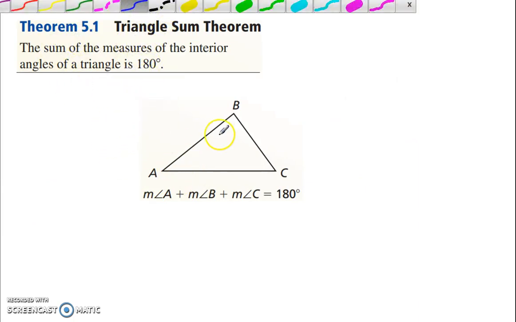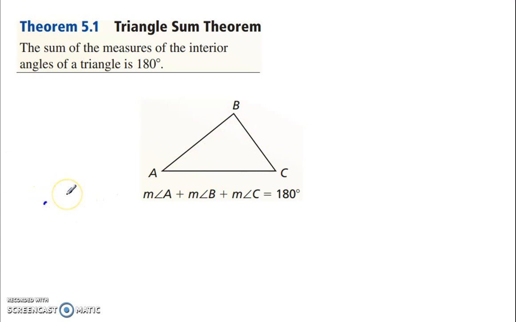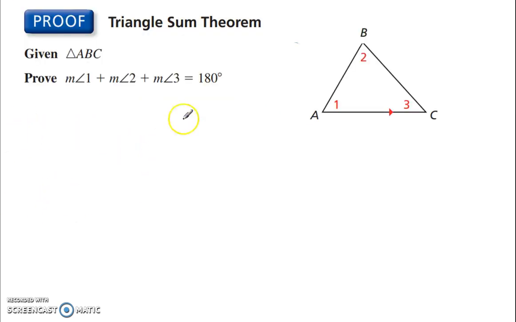Theorem 5.1 states that all three angles add up to 180 degrees. You already know that. Now we're going to prove that. Sometimes to prove something, you've got to add an auxiliary line. So we're going to add a line here. We're adding a parallel line. That way we can use these kind of as a transversal.